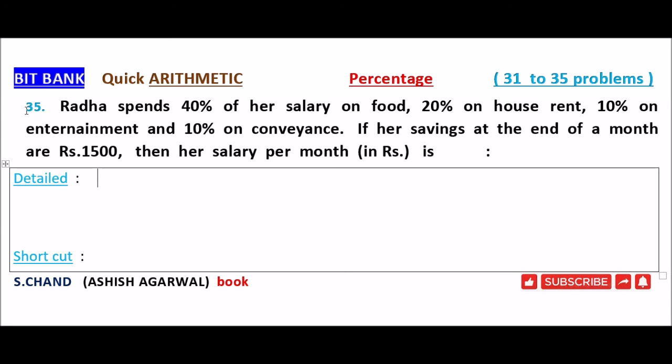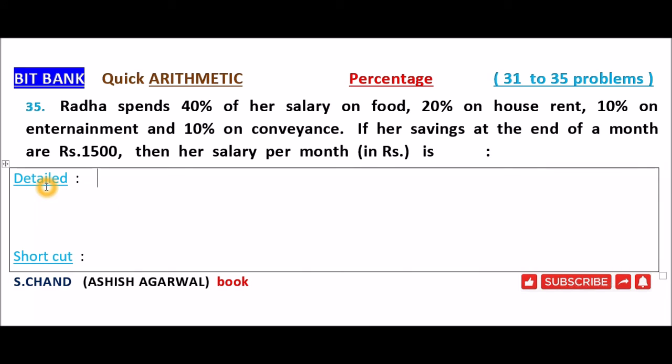35th question. Radha spends 40% of her salary on food, 20% on house rent, 10% on entertainment, and 10% on convenience. If her savings at the end of a month is 1500 rupees, then her salary per month is how much?